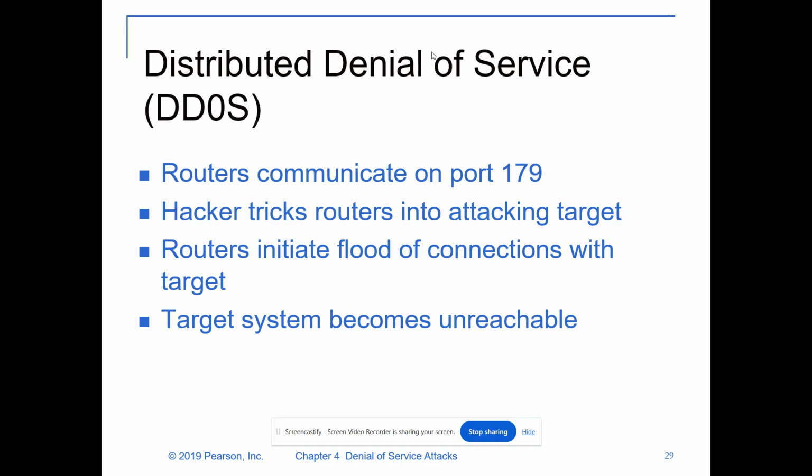Distributed denial of service. Routers communicate on port 179. So Cisco border routers and others communicate using that protocol on 179. This attack uses the routers as the quote-unquote man in the middle. And it could also use other devices on the network as well.